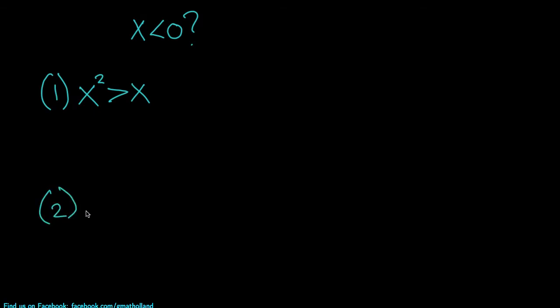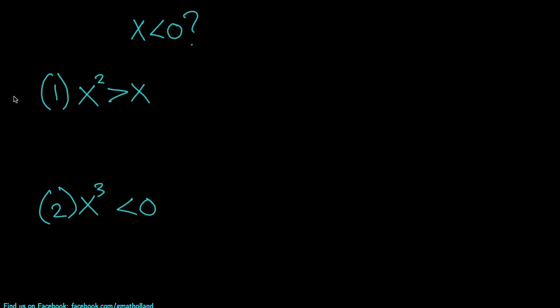This is the solution to the exercise on page 4 of the handouts of session 1. It asks you whether x is negative, that is, it asks you whether x is smaller than 0. And the first piece of information you're being given is that x squared is greater than x. The second piece of information you're given is that x to the power 3 is smaller than 0.